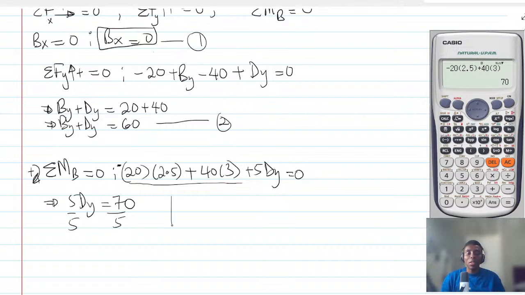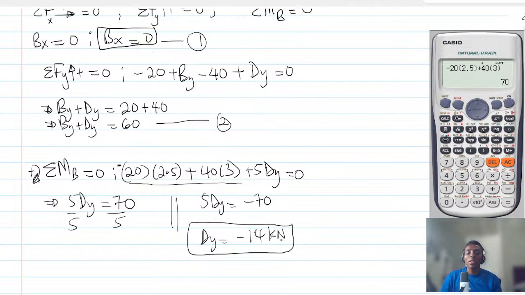negative, because it will come here as 5 dy should be equal to minus 70. So dy is actually minus 14. So dy is 14 kilonewton. Now the minus sign here is basically telling us that we have to just look at the direction. Okay, all right.